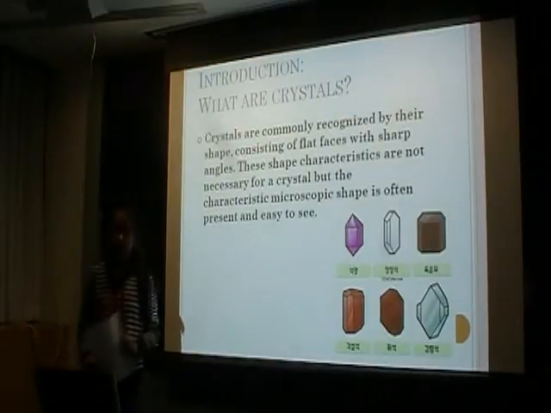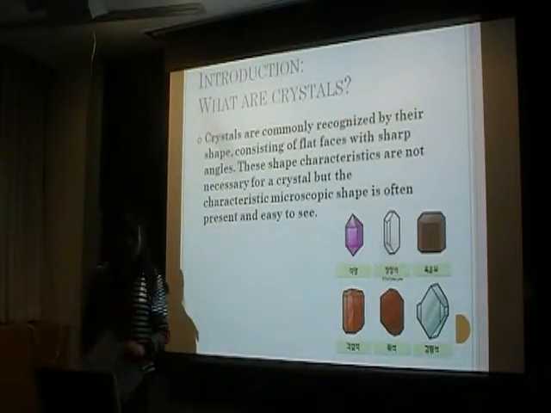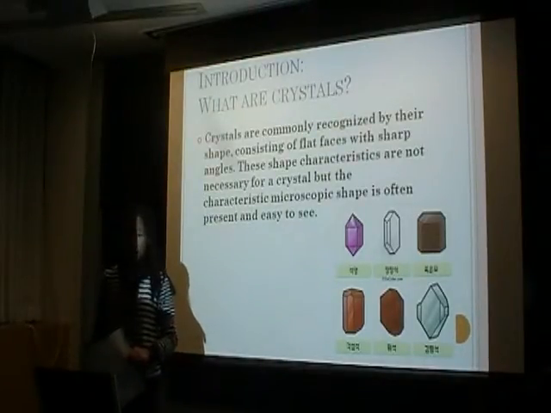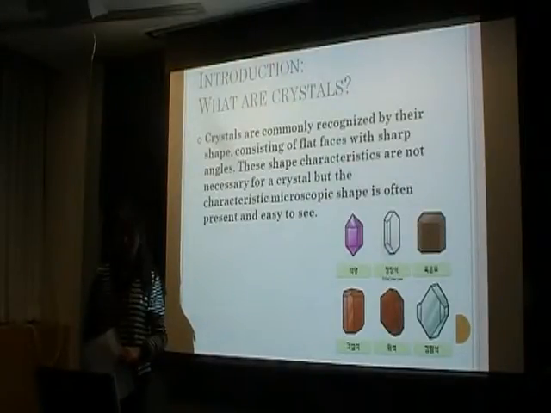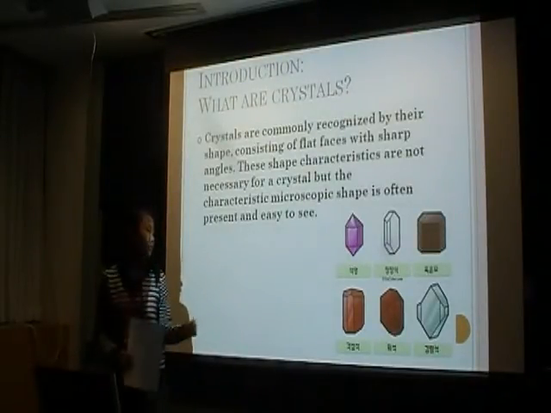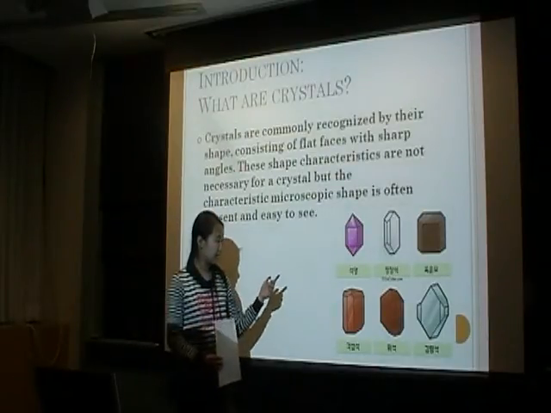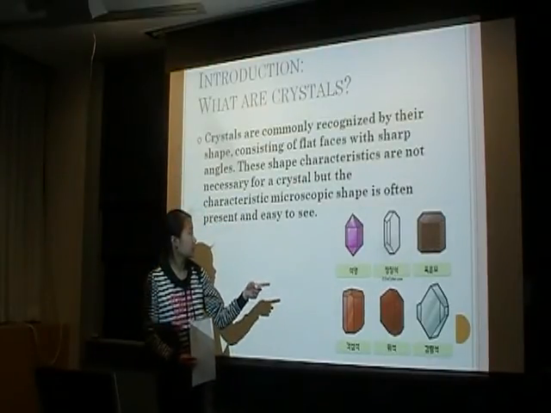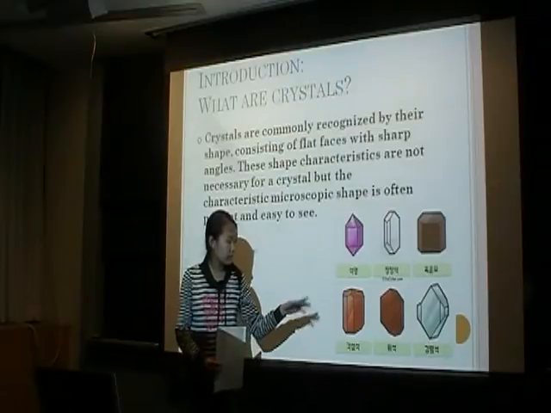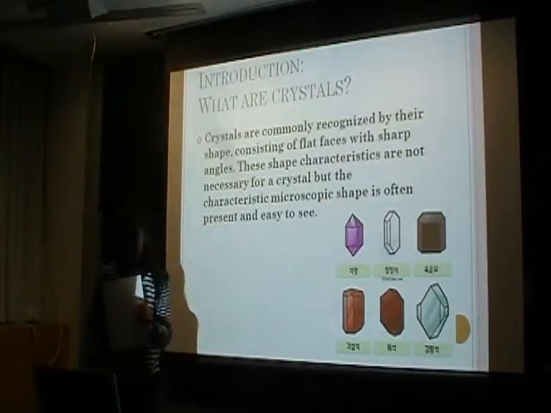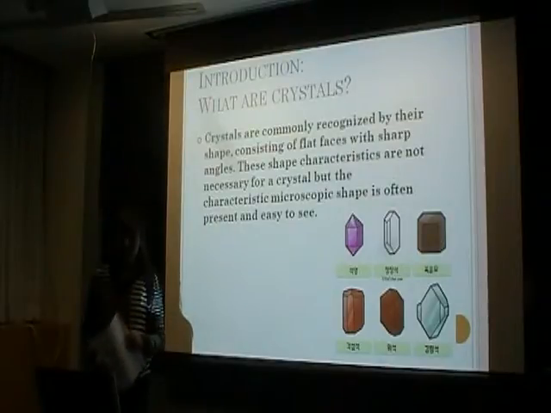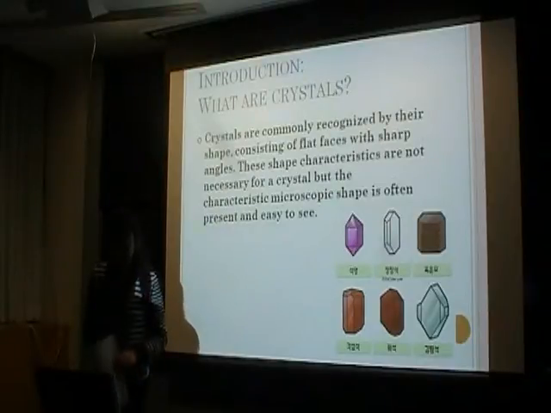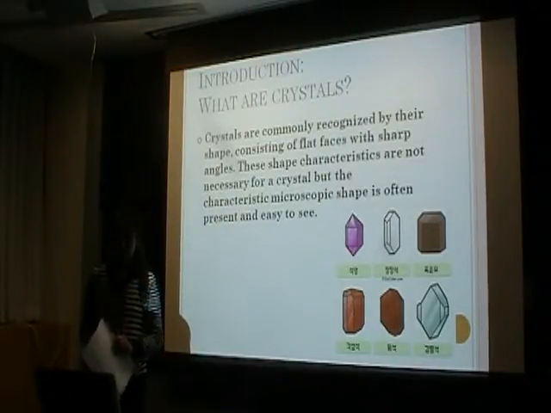And this is the last part of information about crystals. Crystals are commonly recognized by their shape consisting of flat faces with sharp angles. Like on the purple one, they have sharp angles here, and the blue one has flat faces there. And these shape characteristics are not necessary for a crystal, but microscopic shape is often present and easy to see.